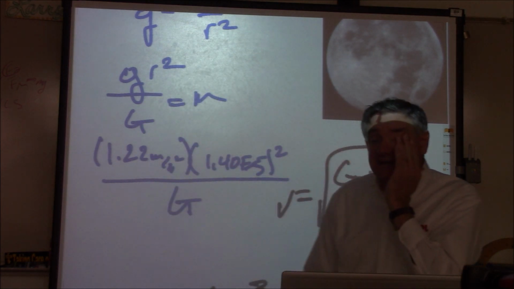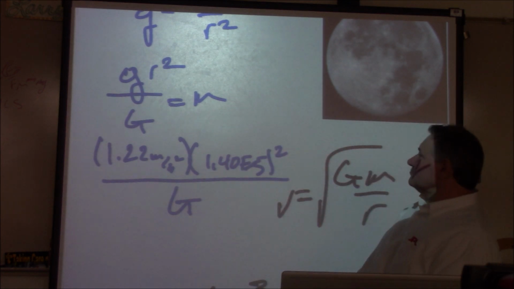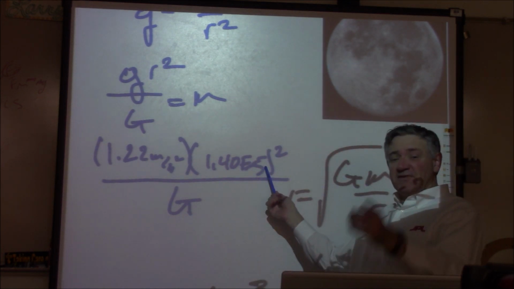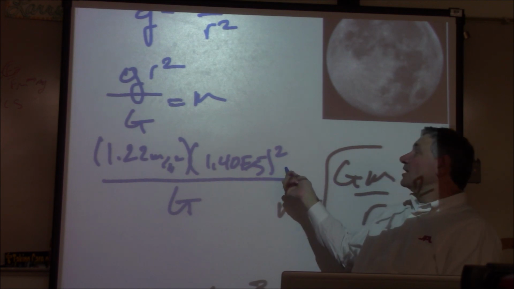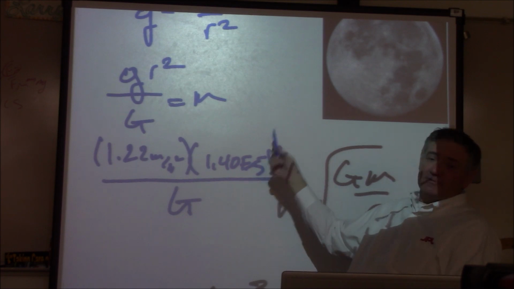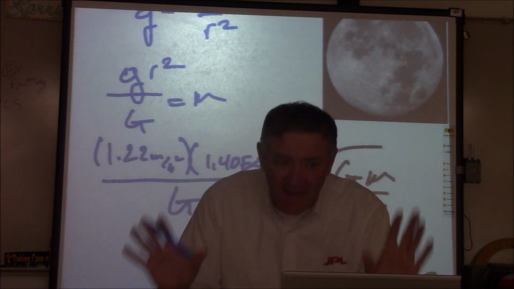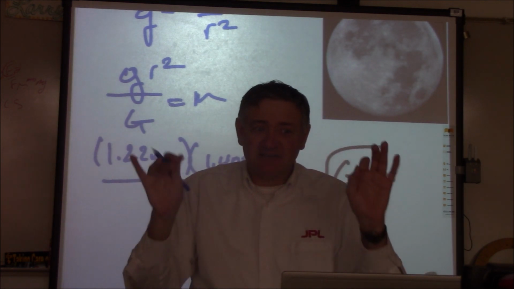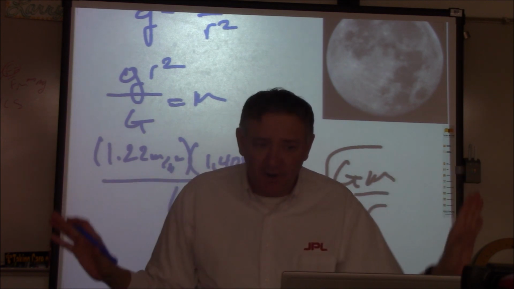Now, Caden, let's get an idea of what this answer should be. So I got 10 to the 5th, that's going to get squared, so that's going to give me 10 to the 10th. G is 10 to the negative 11th. I move that up, I get 10 to the 21st. So I got to figure on a rough estimate that this mass is going to be something around 10 to the 21st. Just a ballpark estimate.